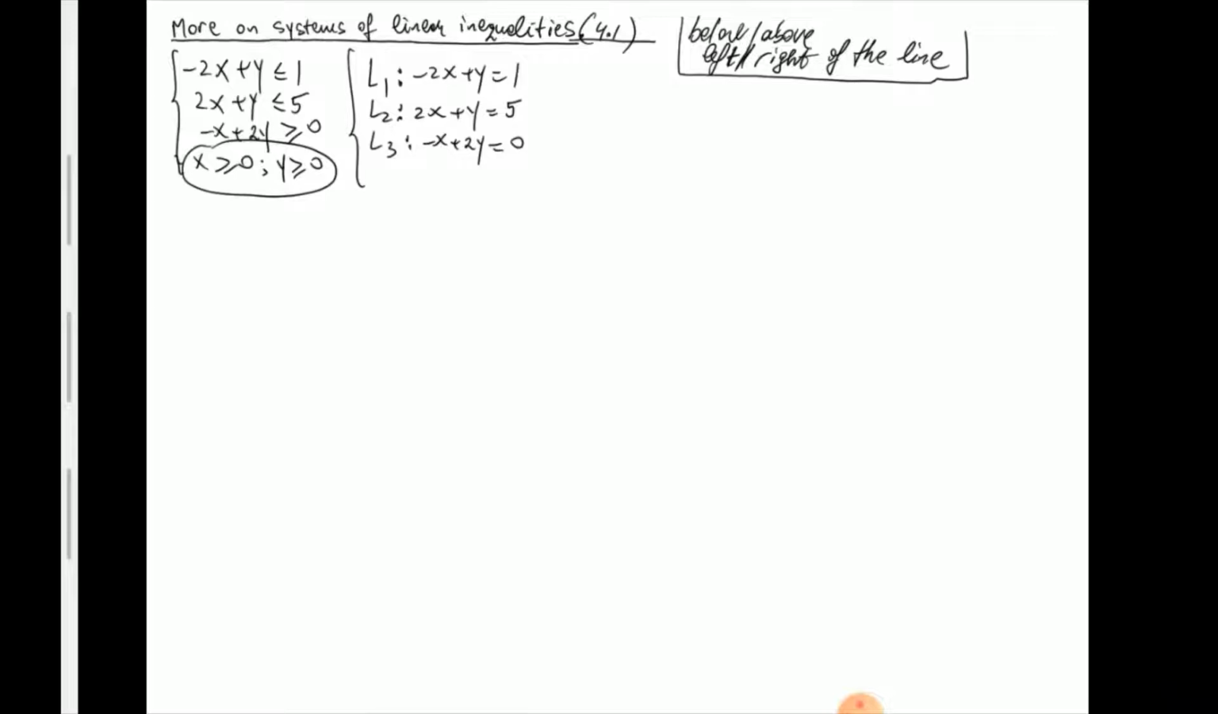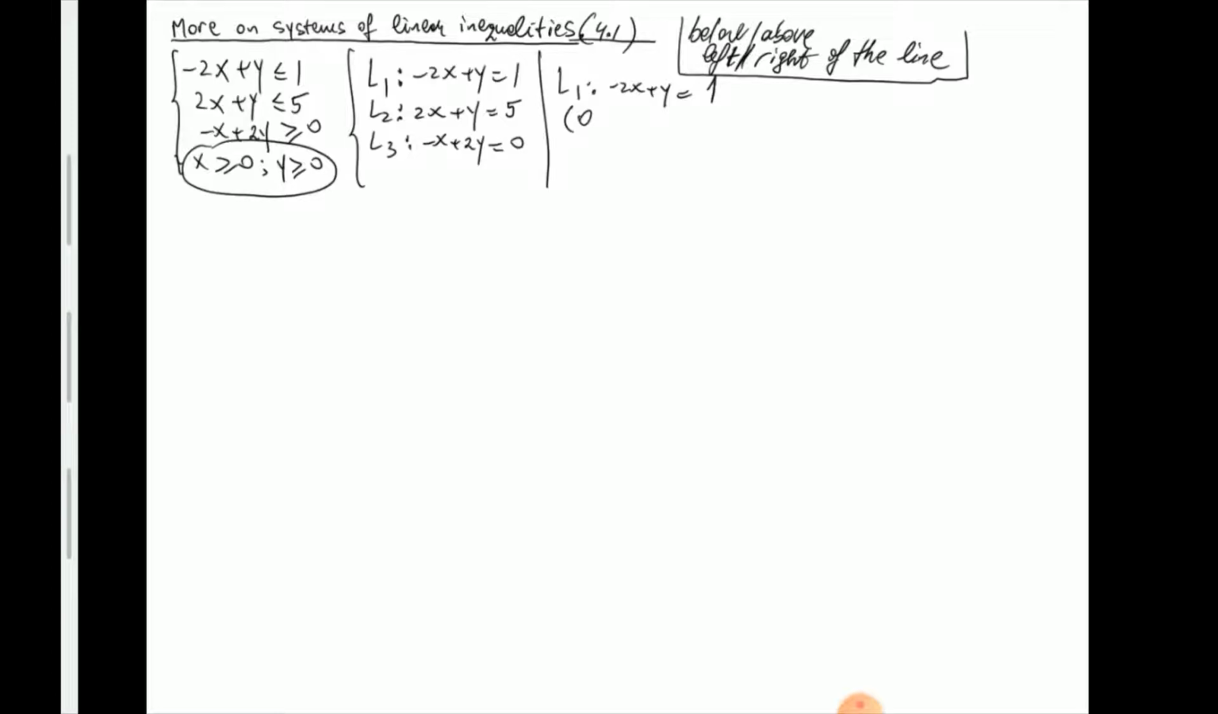So let's sketch all of these lines. We're going to have some test points for each of these lines. So let's start here with L1, minus 2x plus y equals 1. And let's try to do this in our minds. If not, you can write it down on a scratch paper. Remember, you need only 2 points to sketch each line. So that means you can plug in any value for x and solve for y. And as is often the case, the easiest thing to plug in is 0.